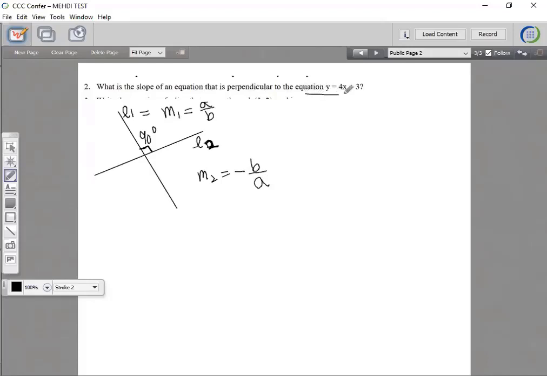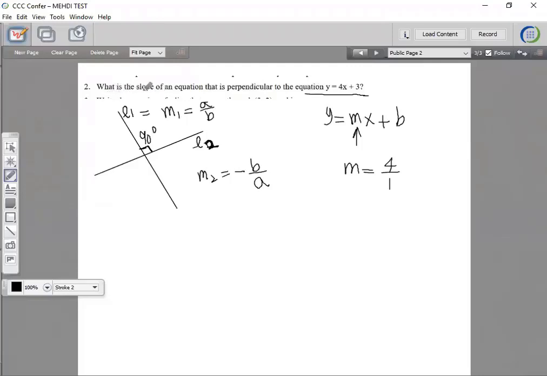So the slope of this line here, y is equal to 4x plus 3, since it's already in the form of y is equal to mx plus b, I can just look at the coefficient of x, and that's my slope. The coefficient of x here is 4, or 4 over 1. So the slope of this line here is 4 over 1. If it's not in that form of y is equal to mx plus b, you can just simply solve for y, and the coefficient of x would be your slope.